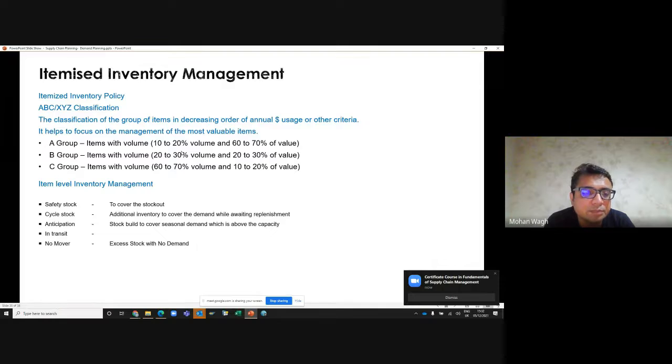A items are high in value, but they are low in volume. For example, the car industry might classify their engines as A group items, B group items they may classify as tires or seating arrangement, and then C group they might classify as accessories, where they require a huge number, but as compared to the whole inventory they constitute only 10 to 20% of the value.